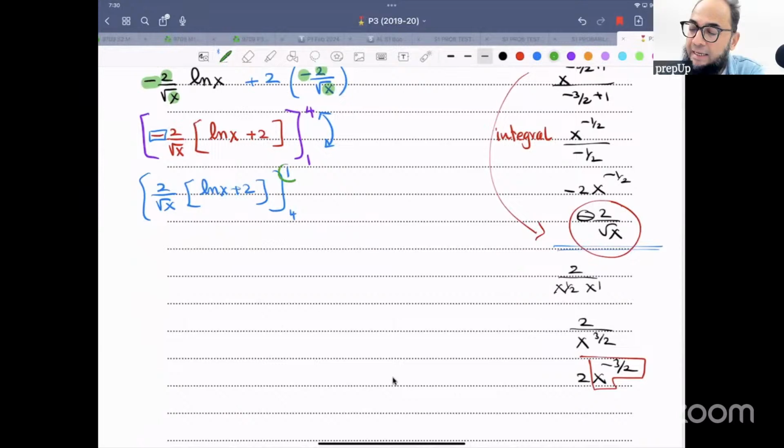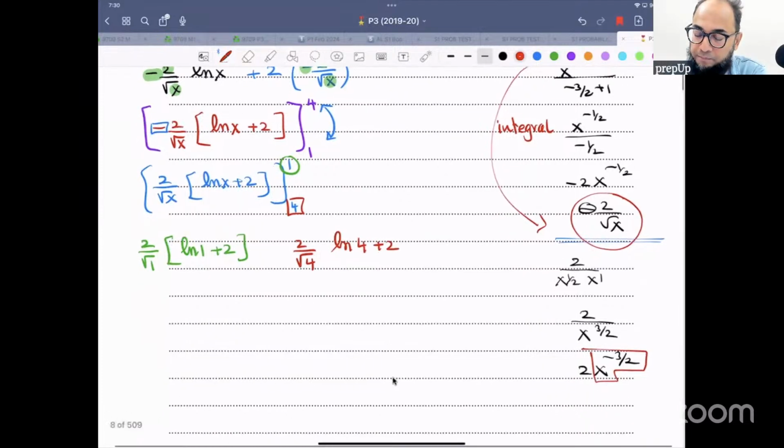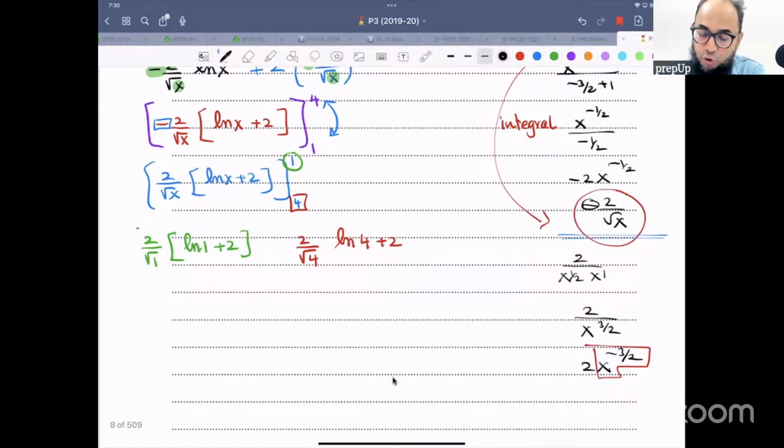Now let's proceed. Let's first plug in the upper limit. So I'm plugging in 1. So that is 2 over root 1. This is ln of 1 plus 2. Close the bracket. Let me plug in the other value, which is 4. That is 2 over root 4. And this is ln 4 plus 2. And let me draw 2 brackets over here, the first one, the second one. This bracket I missed out and there is a negative sign over here.